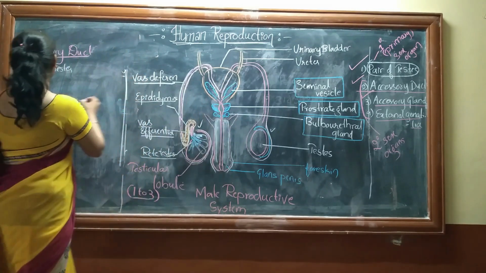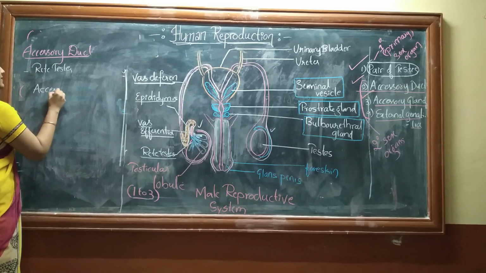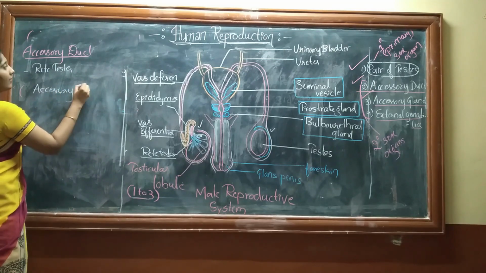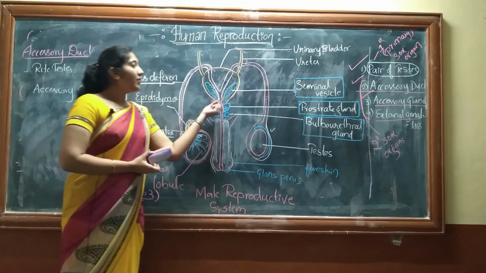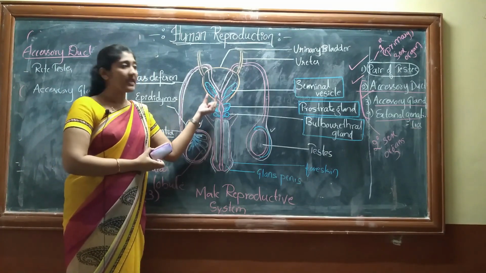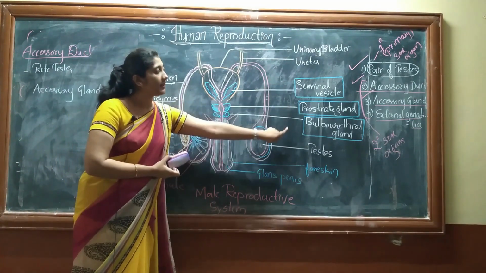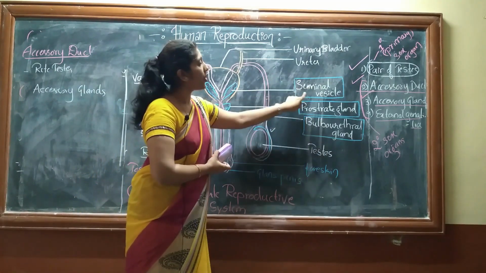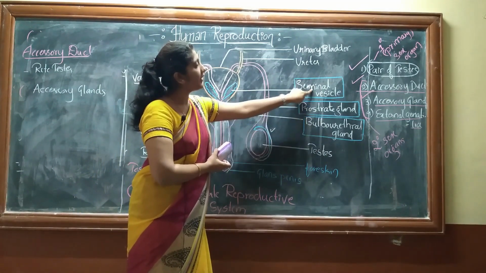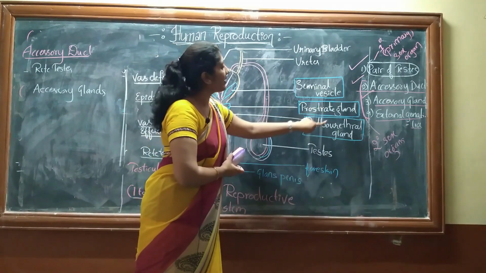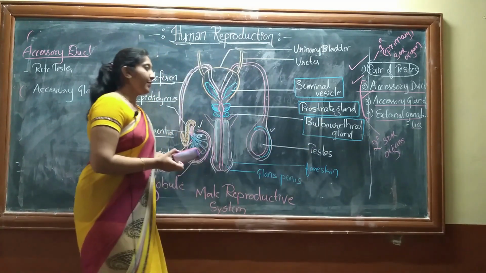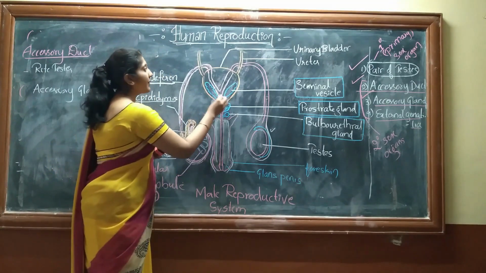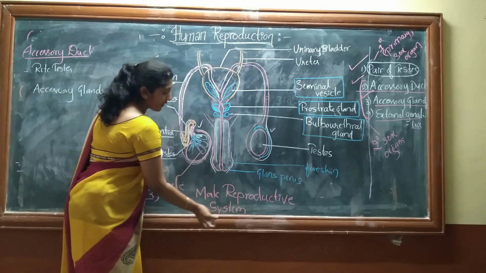next is the accessory glands. The sperm is mixed with some secretions which are secreted by the glands: the seminal vesicle, prostate gland and bulbourethral gland. These are the three glands which are present in the male reproductive system.